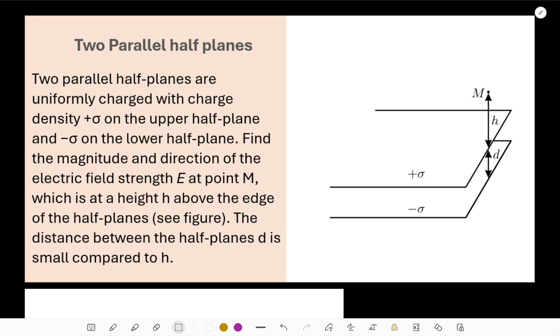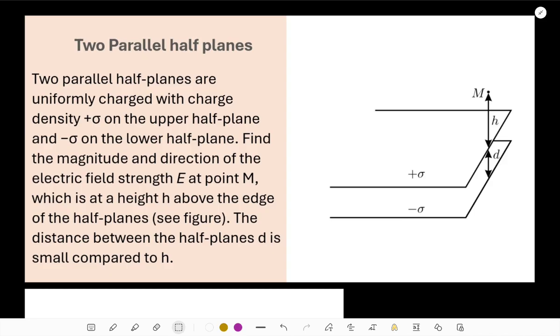Find the magnitude and direction of the electric field strength E at point M, which is at a height h above the edge of the half planes. The distance between the half planes d is small compared to h. So we need to solve it. But how can we? This is the problem.